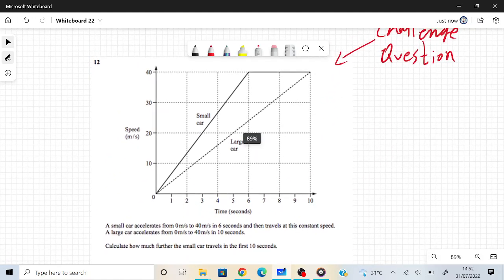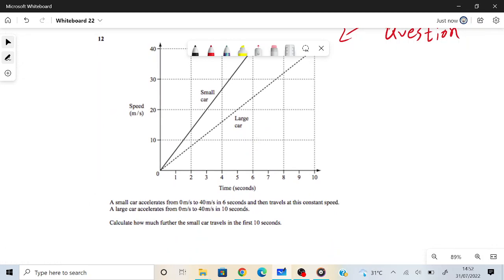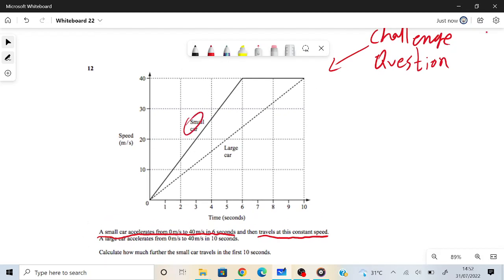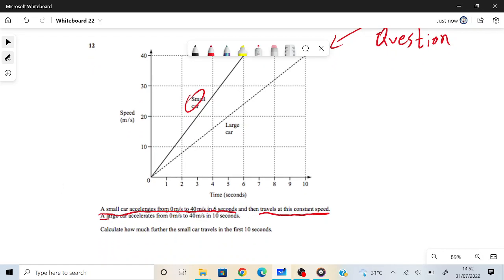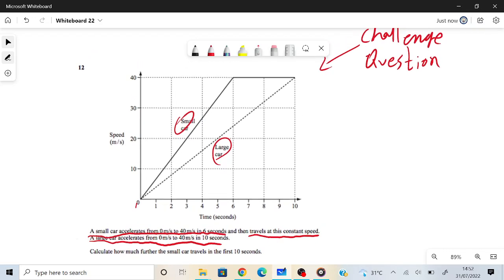Right, so what does this question say? It says, a small car accelerates from 0 meters per second to 40 meters per second in 6 seconds, and then travels at this constant speed. Okay, I think this is the small car here. It goes from 0 to 40 in 6 seconds and then travels at the speed. It then says a large car accelerates from 0 to 40 in 10 seconds. Okay, from 0 here, the large car is here, from 0 to 40.